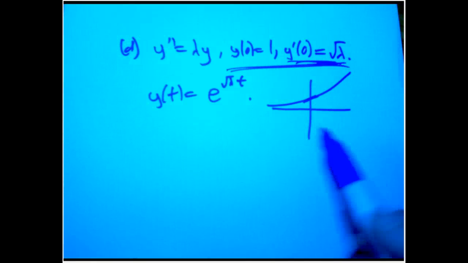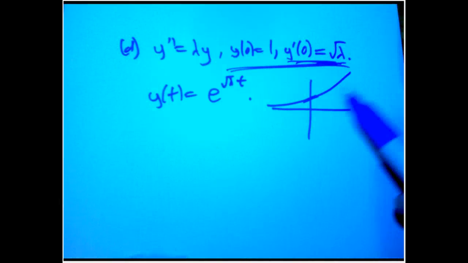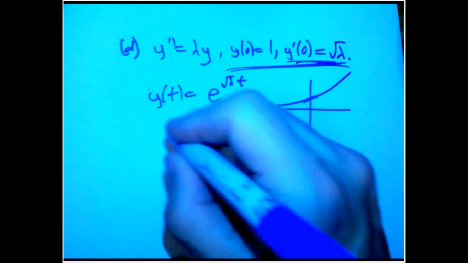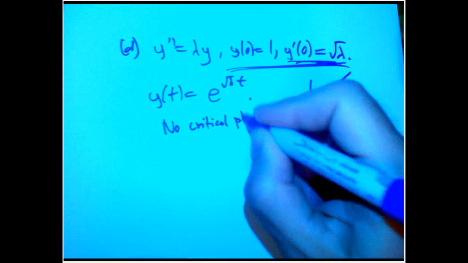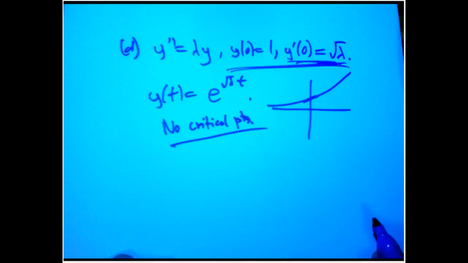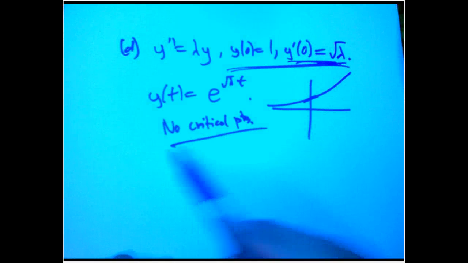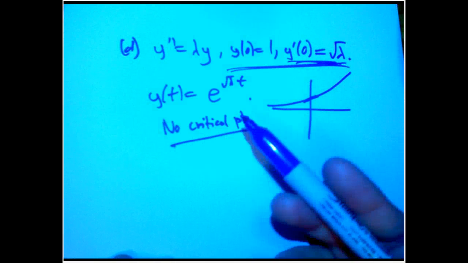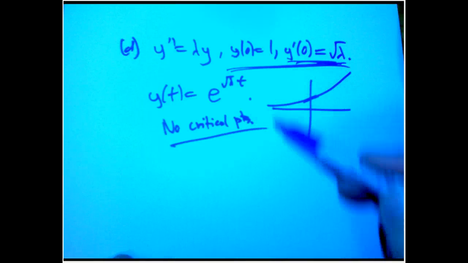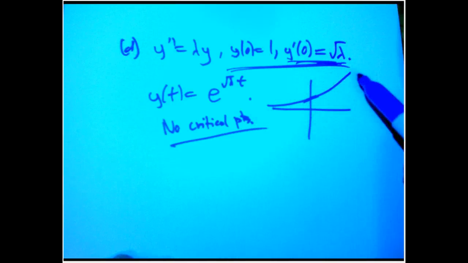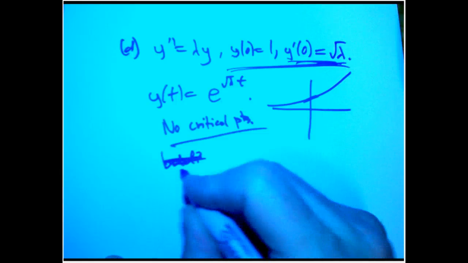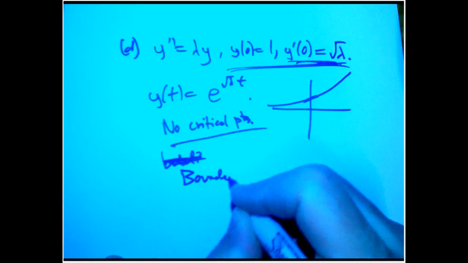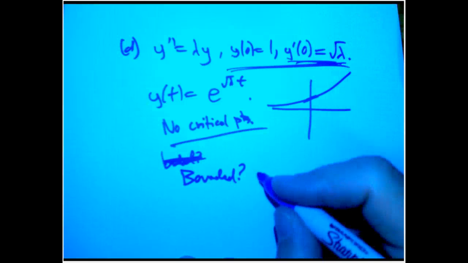So, questions. Does this have any critical points? No critical points. Interesting observation, and it's going to be very interesting later on. Okay, so I don't know if you want to consider that good or bad, but it's a very important thing to know about a function, whether it has a bunch of wiggles, ups and downs, maxes and mins, critical points, or none. It has none. Okay, is it bounded? I shouldn't abbreviate that. Sorry. Is it bounded? Well, in one direction only.